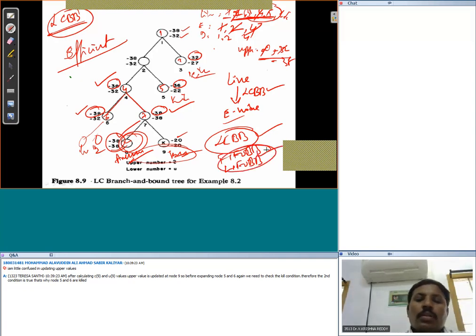Okay, least cost branch and bound. Unnecessary expansions are not there. Which path gives the correct result? That path only it automatically selects based on the LCBB representation.